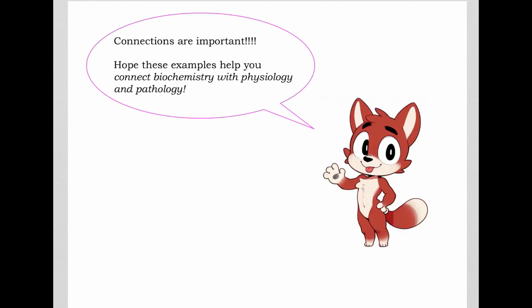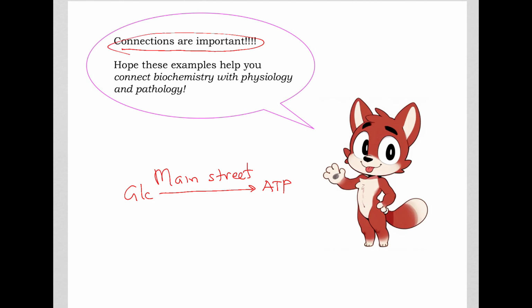Okay, so we have discussed Main Street in the last few videos. Main Street is where glucose eventually gives us ATP. And then we talked about what would happen if one or more components of Main Street got affected. These connections are very important for healthcare students. Hopefully these examples will help you in your journey to connect biochemistry with physiology, pathology, and eventually pharmacology and the rest of the basic medical sciences.